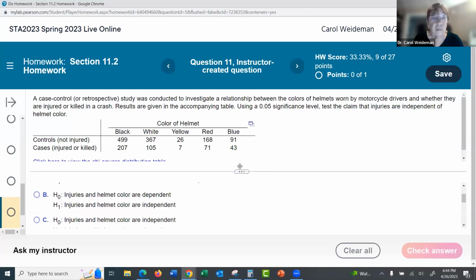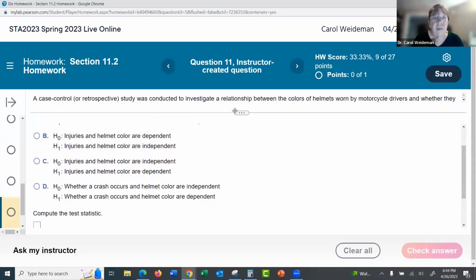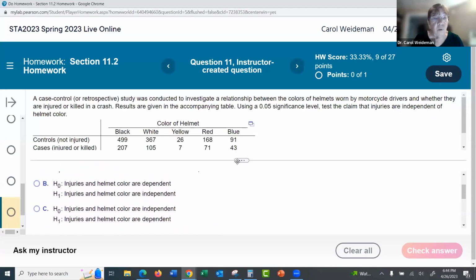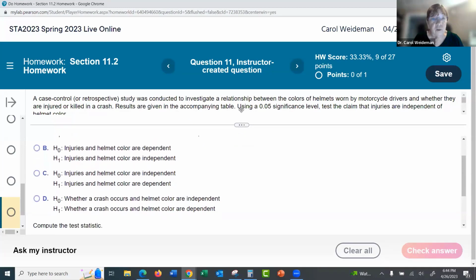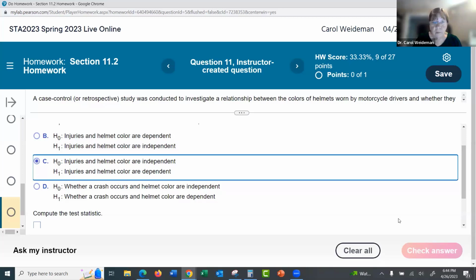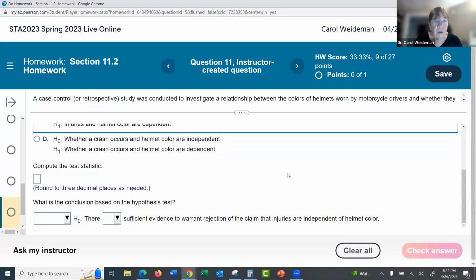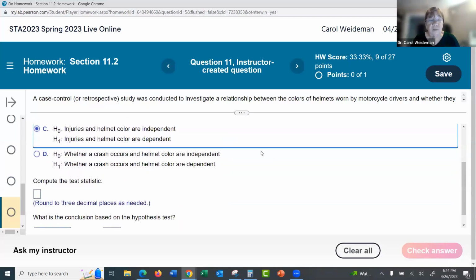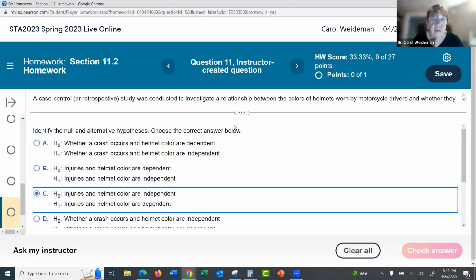They're looking at whether or not the people were injured, and the injuries are either not injured or killed. So those are the two categories. We're actually going to focus on B and C here because we're looking at injuries and helmet color. The null always has to say the two variables are independent, and the alternative is either not independent or dependent. So we're going to pick C. I think this is one of the ones I edited a little bit, so you have to go through the whole question before you get the answer checked. Okay, so let's go ahead and get the chi-square.